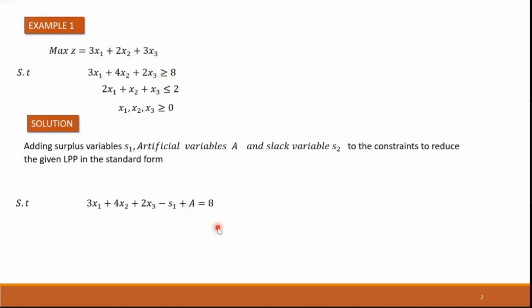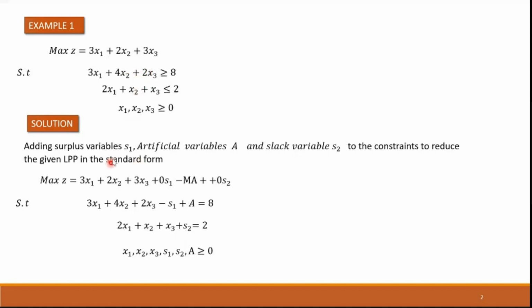So that it becomes equal. In the second constraint we have to add only a slack variable. Let the slack variable be S2. And then in the objective function, we give the cost to the slack and surplus variables as 0 and 0. And the cost of the artificial variable is given as minus M in the case of a maximization problem. We know that the value of M is very large. That is why this is called the Big M method.